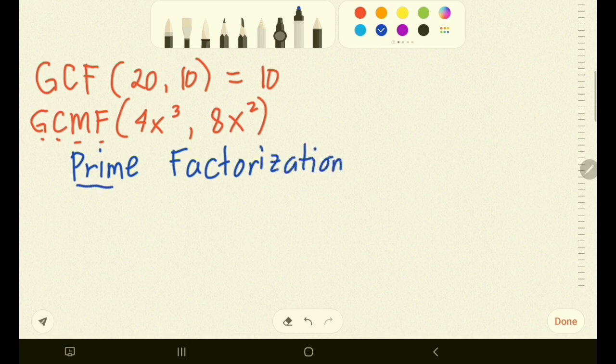From the word prime, we're going to look for factors that are prime numbers. So what is a prime number? To recall, prime numbers are numbers whose factors are only 1 and itself. For example, 2: the factors of 2 are only 2 and 1, so 1 and itself. 3: the factors of 3 are only 3 and 1. Okay, let's do that.